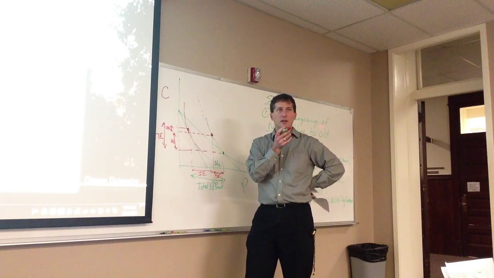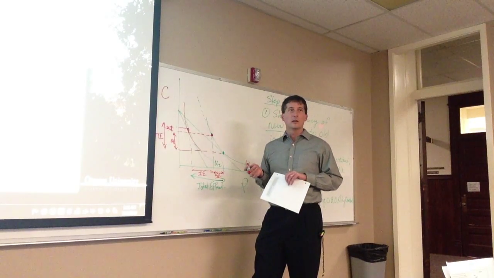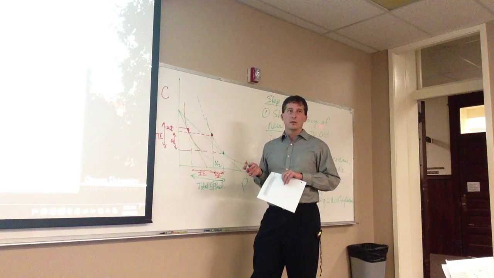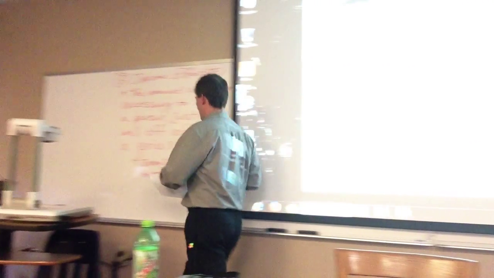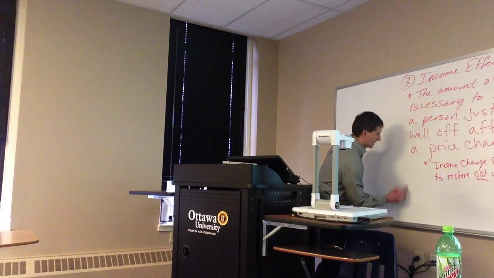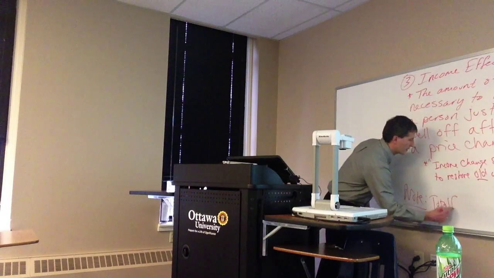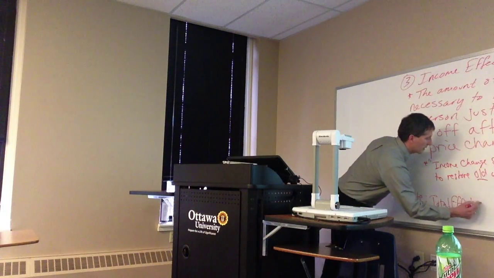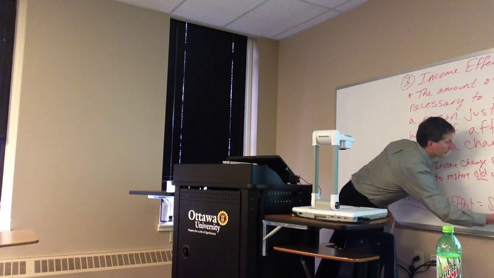So it's just like you said, the substitution and the income, is that always equal to the total? Yes, the sum of the two. So our last thing, I guess, as a note, is that the total effect is always equal to the substitution effect plus the income effect.